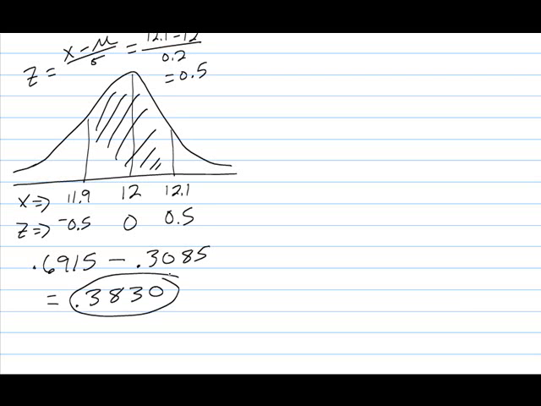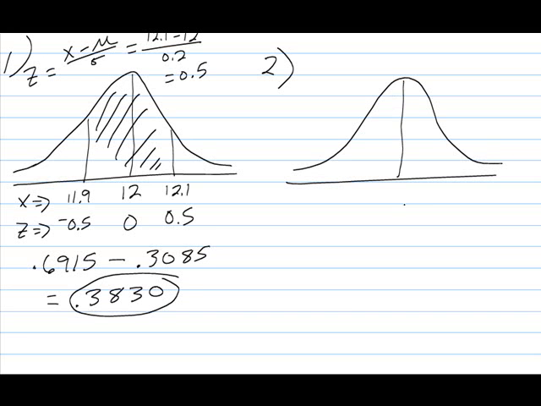So in this case, that is 0.3830. Don't forget, that is part 1. Part 2 is really what's new in this chapter. It's the same idea and almost the same process.